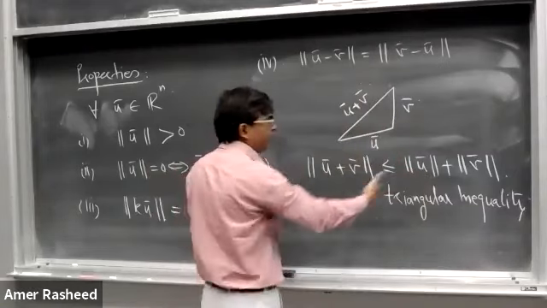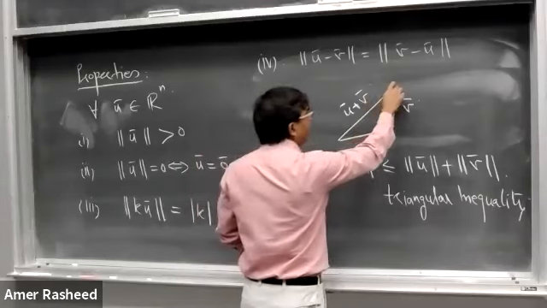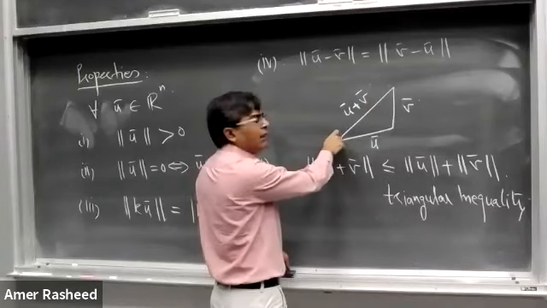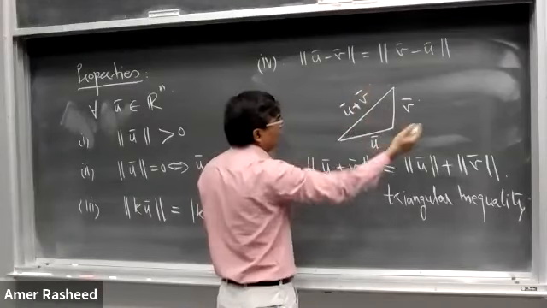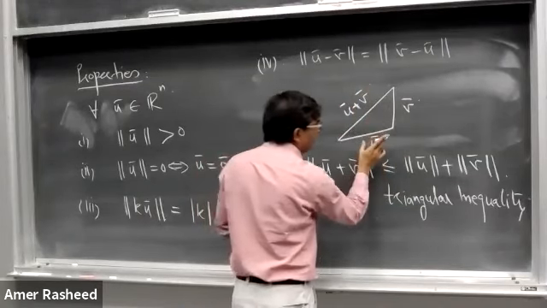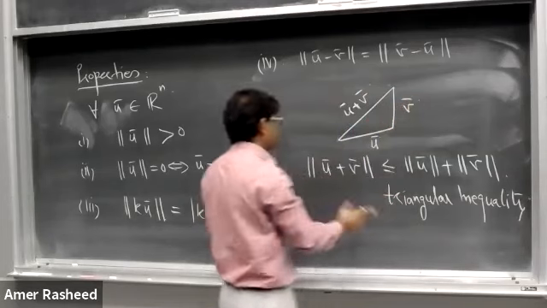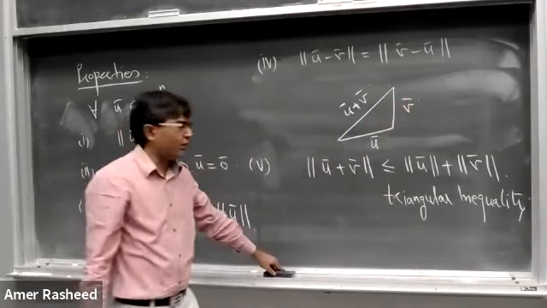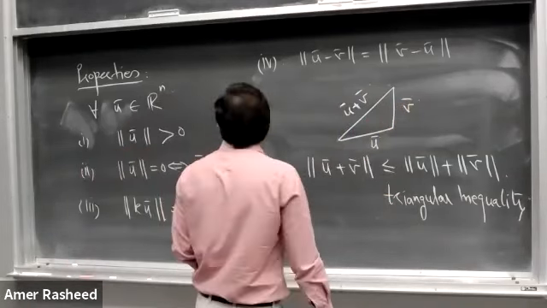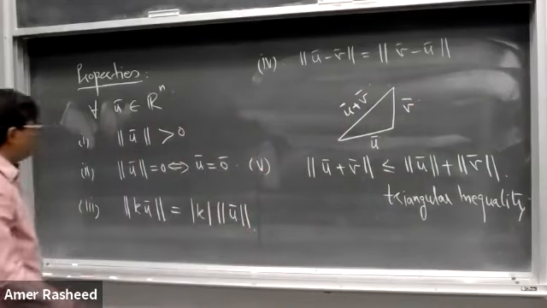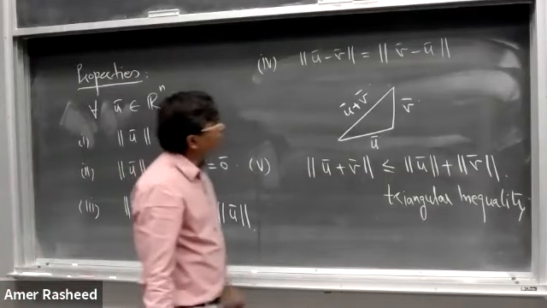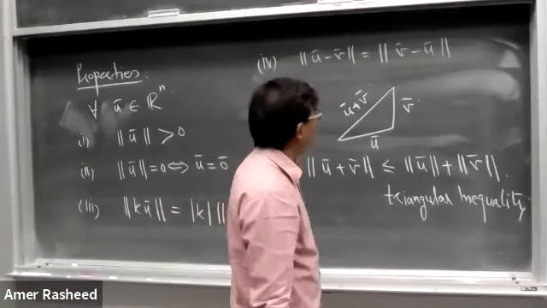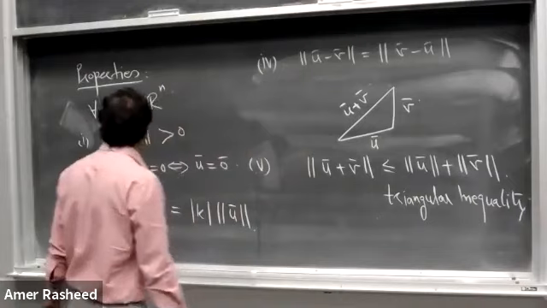So this is what we have written, that any side, the longer side, for example, if you are looking at this, then the length of this side is always less than or equal to the length of this plus the length of this. This is called the triangular inequality. These are some of the basic properties of the norm. You have to keep these properties in your mind.